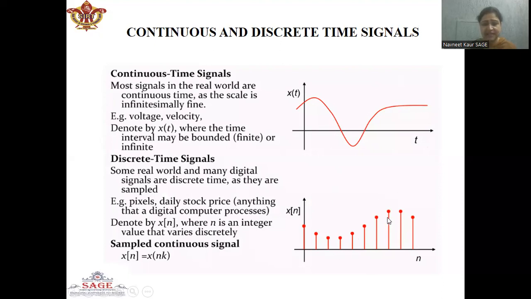Then in that case, the signal will be a discrete time signal. Now, examples of continuous time signals are voltage and velocity. Whereas if I take the daily stock price or the temperature of the day at fixed time intervals, then it will be represented by a discrete time signal. A continuous time signal is represented as x dependent on t, whereas a discrete time signal is represented as x dependent on n, where n is any integer.